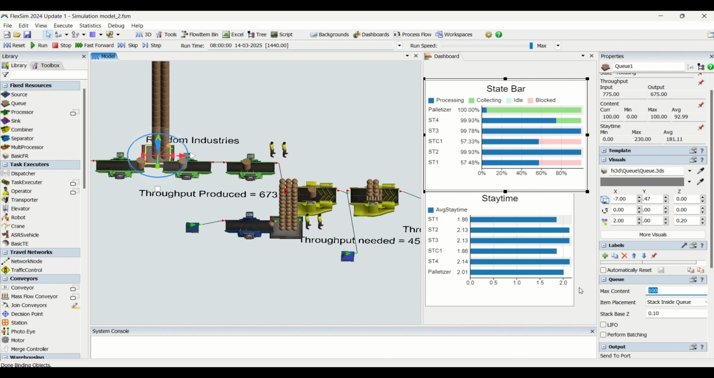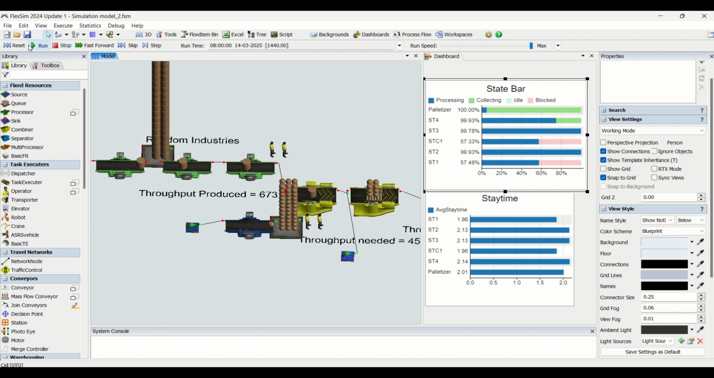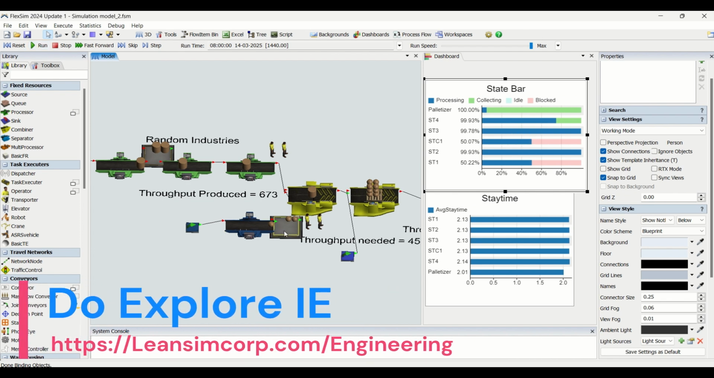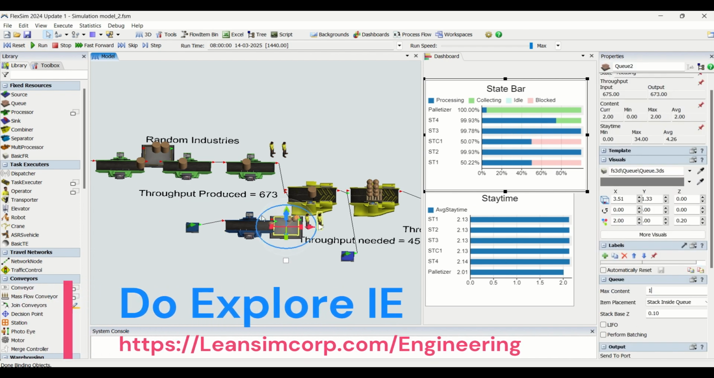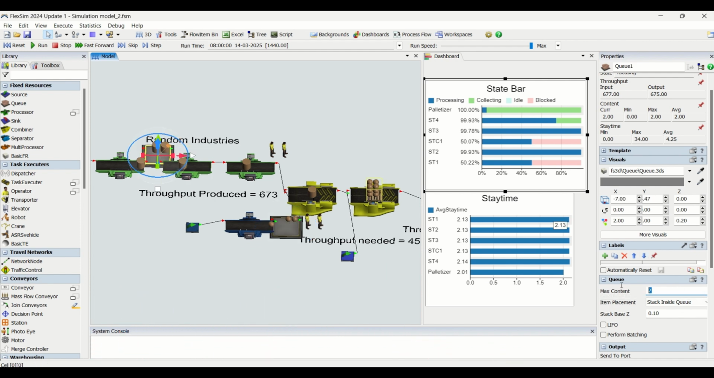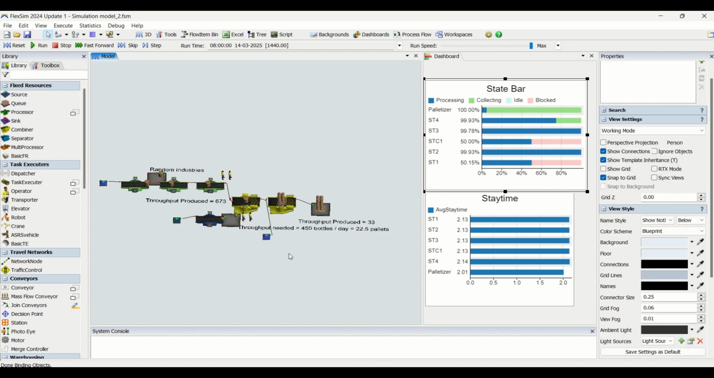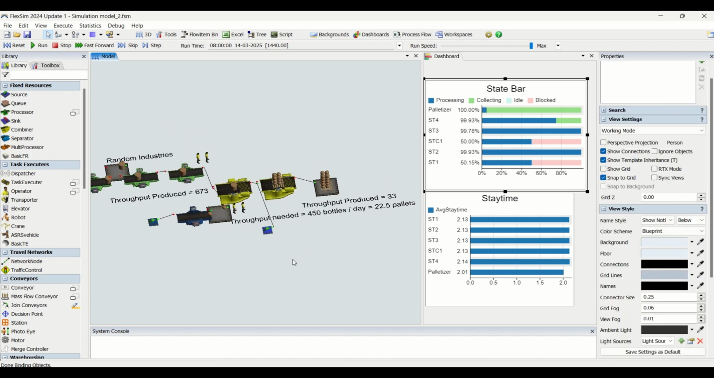So let us have this 2, okay, and let us see what happens. So it's 50%. If I make this 1, still it's going to be 50% with the blockages of the stuff. So let us have one WIP here, and that is sufficient for the system to run. And here is what we are going to get a throughput of 33 pallets per day.